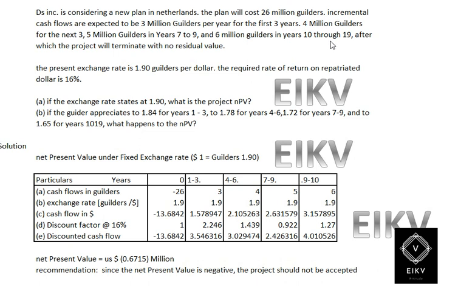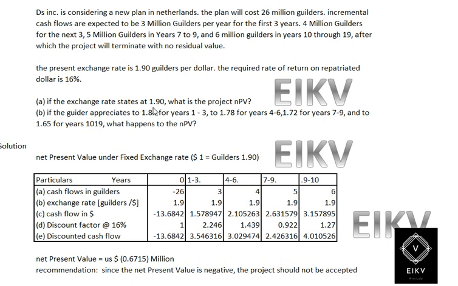10 through 19, after which the project will terminate with no salvage value or no residual value. So the present exchange rate is 1.9 guilders per dollar. The required rate of return on repatriated dollars is 16%.